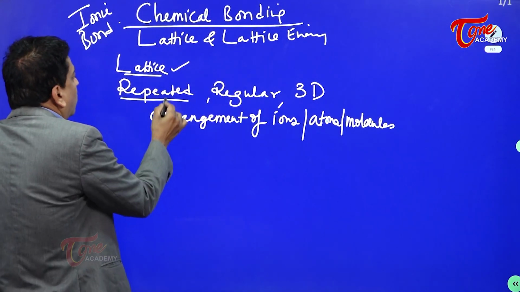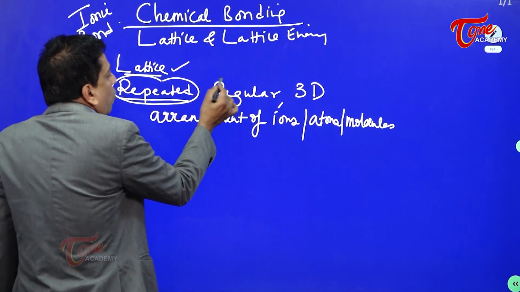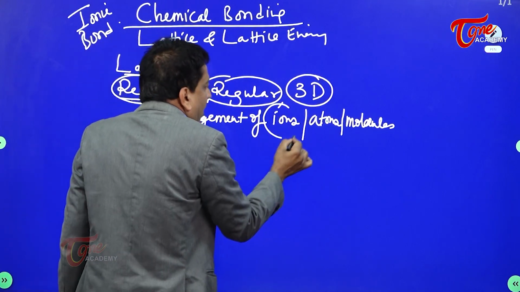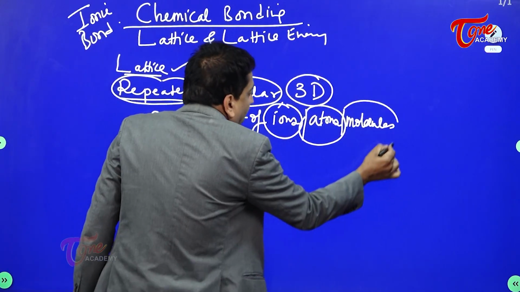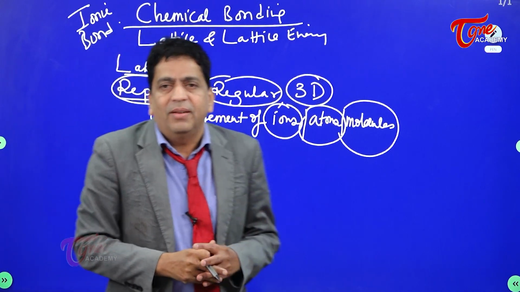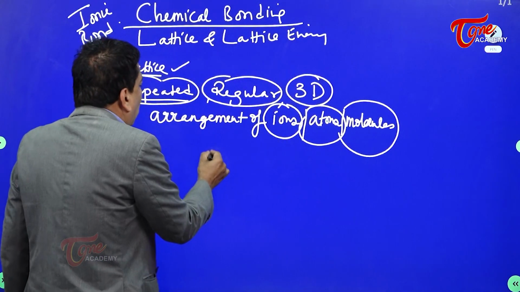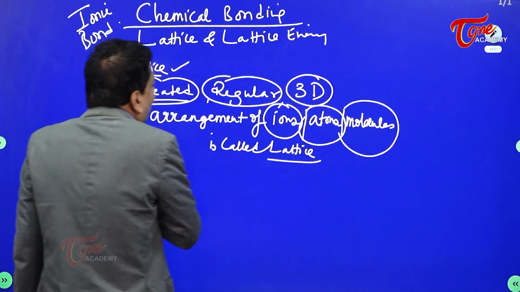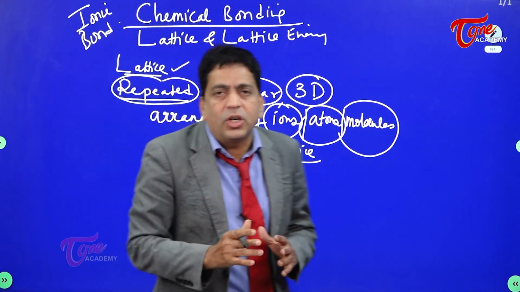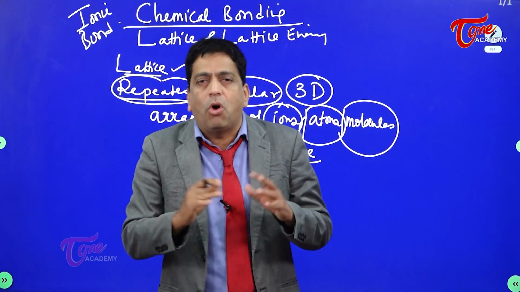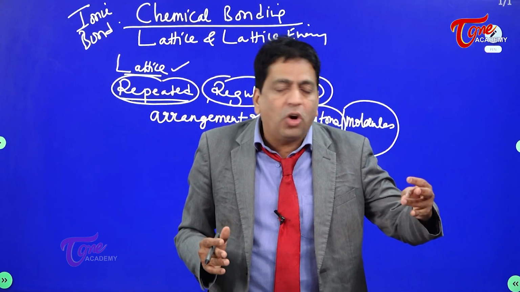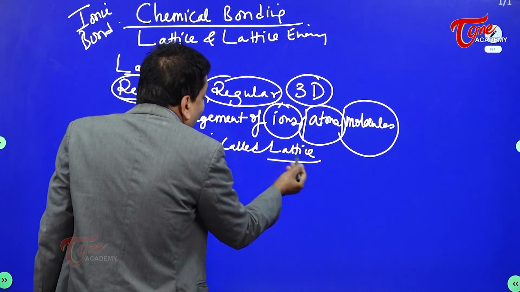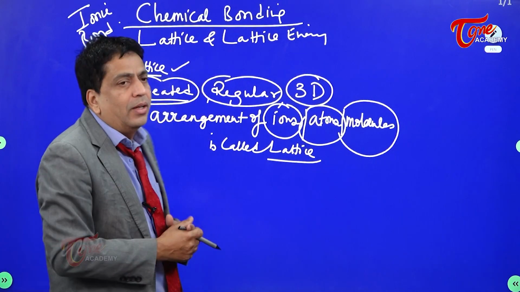So it's a repeated, regular, three-dimensional arrangement of ions, atoms, or molecules. This is what is basically called a lattice. So it's a repeated, regular, three-dimensional model of arrangements of atoms, molecules or ions in space. In space is basically called a space lattice. That's what we call a space lattice.